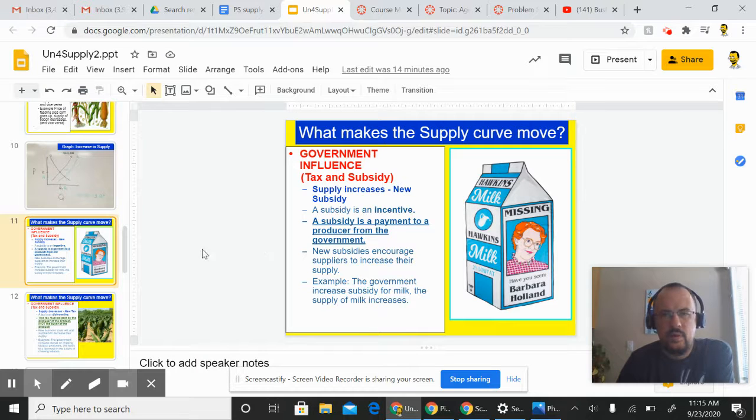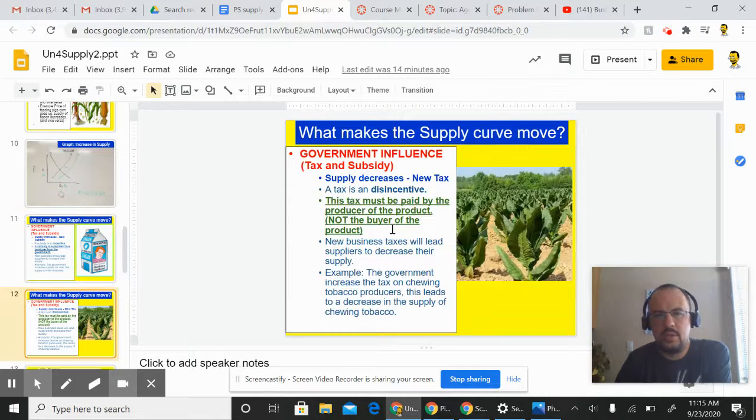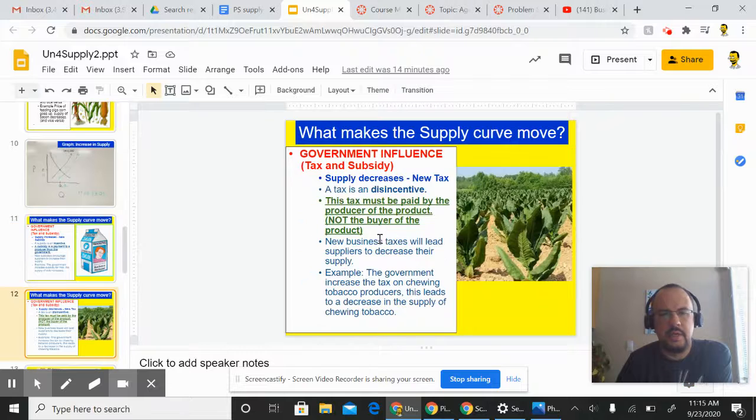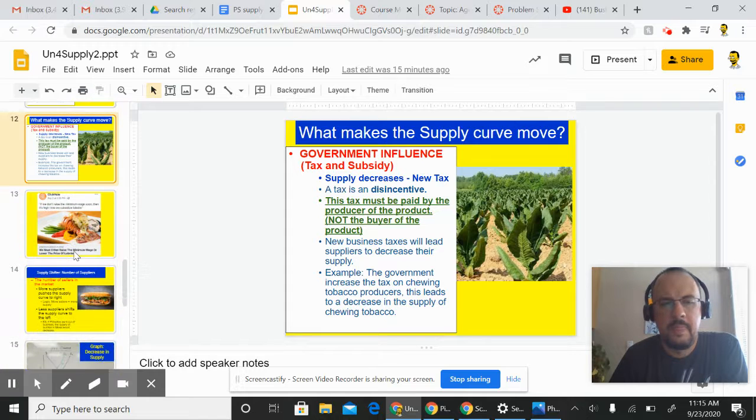All right, so subsidies we talked about yesterday, but this is when the government pays people to make a product that would encourage or increase supply. So for your example, you just need the government to subsidize something and for the supply of it to increase. When the government taxes something, that leads to a decrease in supply because the supplier doesn't want to have to pay the tax. They'll still supply it, but they'll just supply less of it.